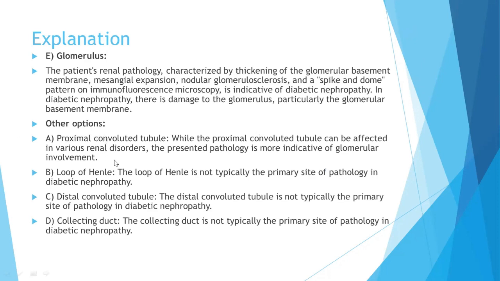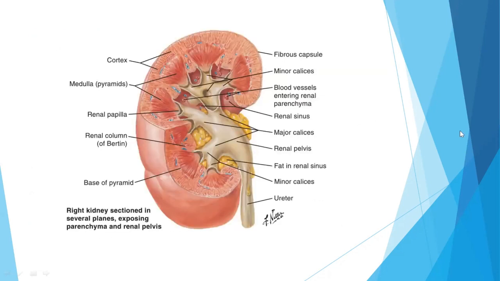The other options are PCT. While the PCT can be affected in various renal disorders, the presented pathology is more likely of glomerular involvement. Loop of Henle is not the primary site of diabetic nephropathy. DCT is not typically involved in diabetic nephropathy, and the same is the case in the collecting duct.